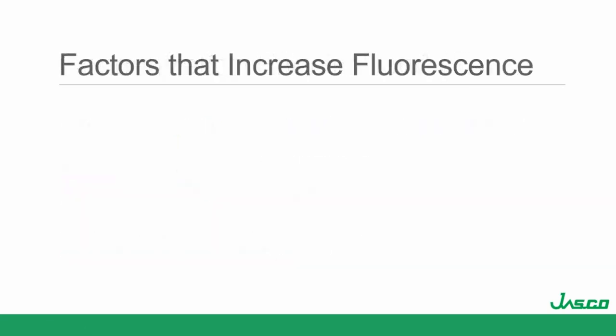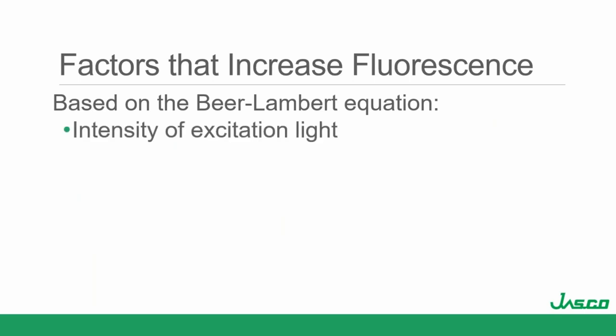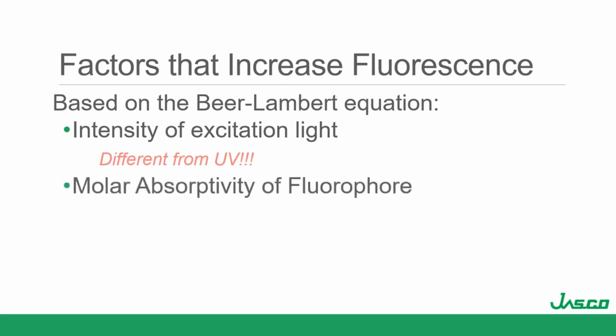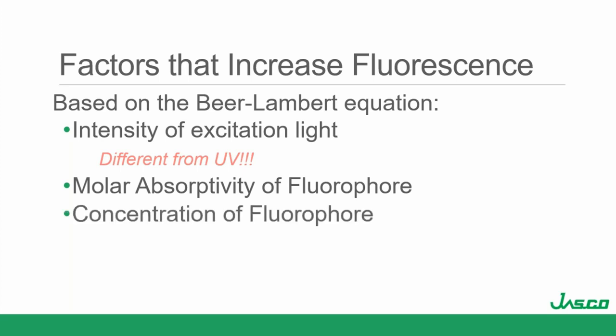So factors that increase fluorescence then, based on that Beer-Lambert equation, is number one, we said the intensity of excitation light, and that's going to be different from UV, right? UV, we do absorption measurements, we send light in, we look at transmitted light, and if I send more light in, I get more light out, I take a ratio, right? So I lose that advantage. The molar absorptivity of the fluorophore: if it absorbs photons better, it has a greater chance of emitting as fluorescence. And the concentration of the fluorophore will be important up to a point before other effects take over, which we will look at the end of this talk.